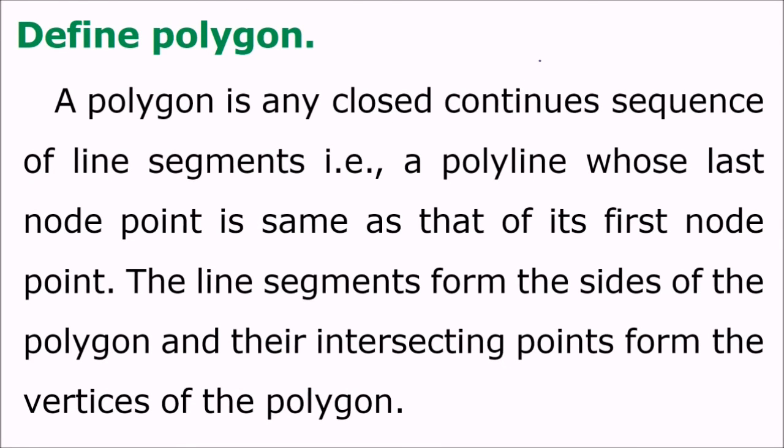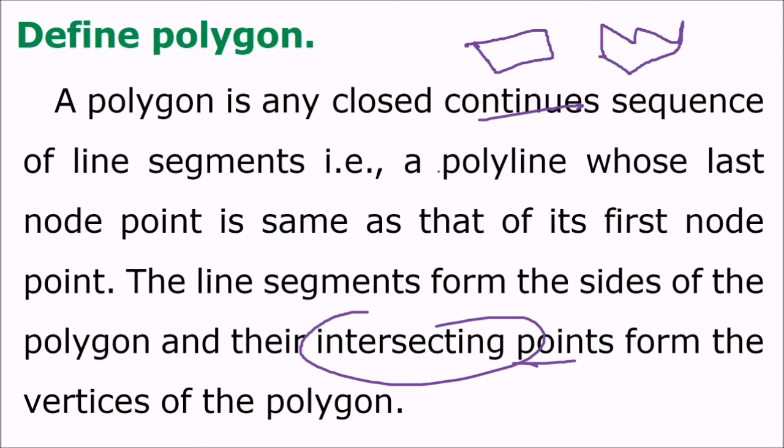Define polygon. A polygon is any closed continuous sequence of line segments. You can also say that it is a polyline whose first and last nodes are the same. The line segments form the sides of the polygon, and their intersecting points form the vertices of the polygon. So these are the vertex or vertices.